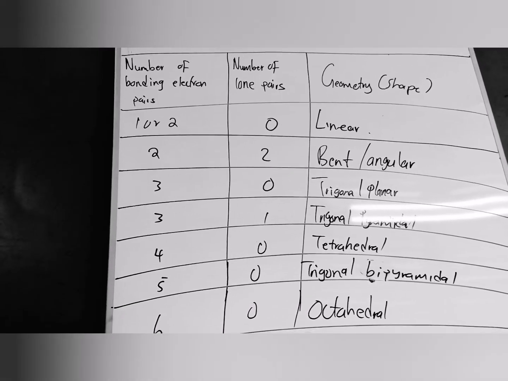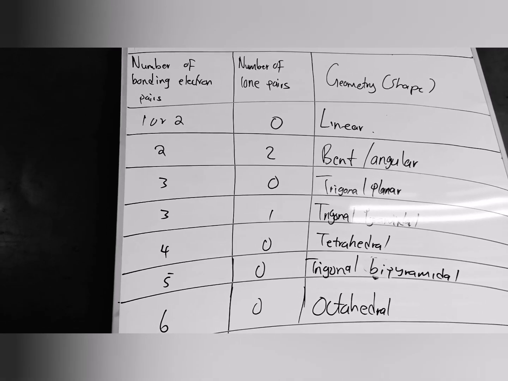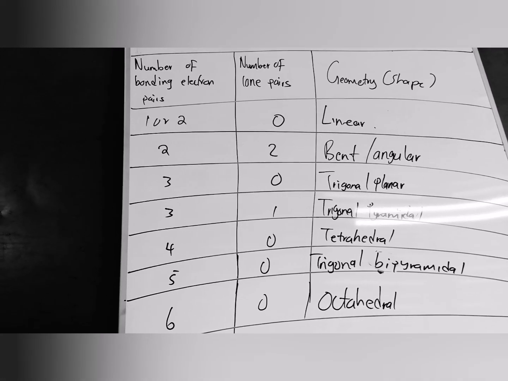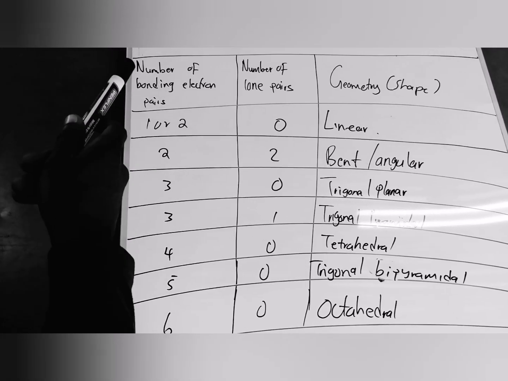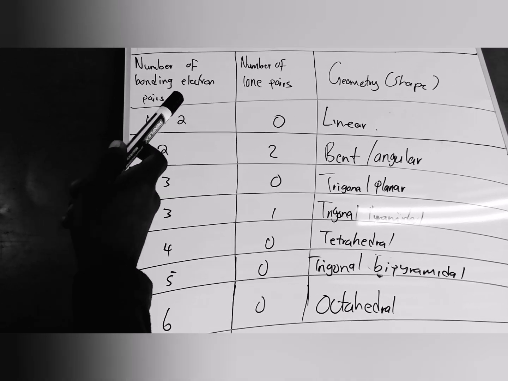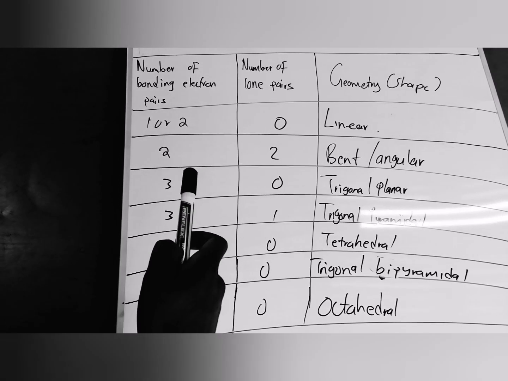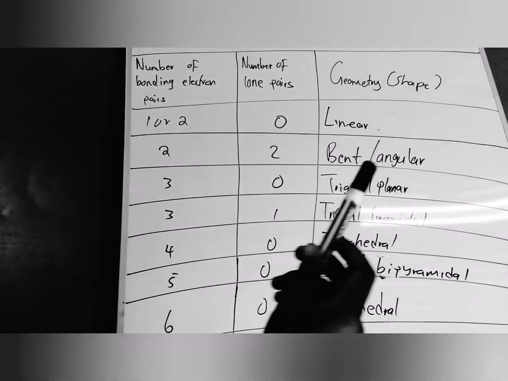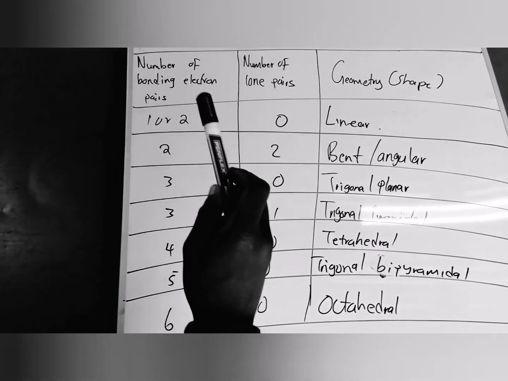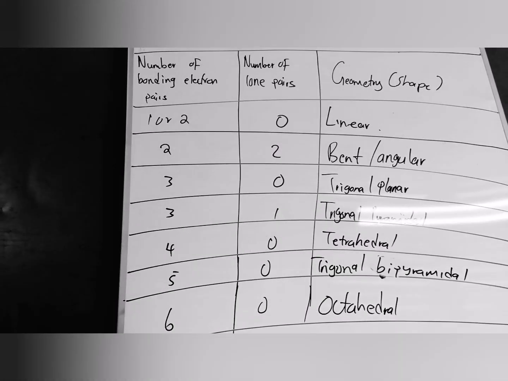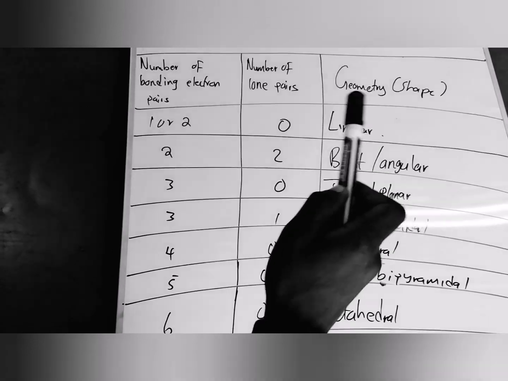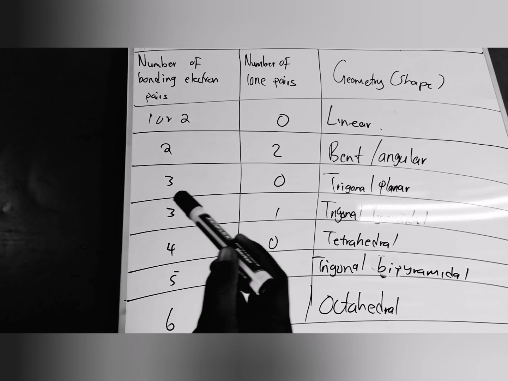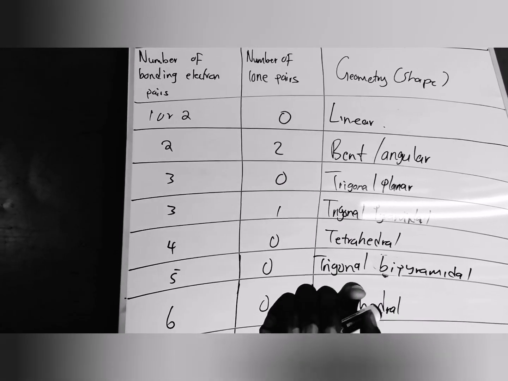So there's a table that you must know. We have the number of bonding electron pairs, the number of lone pairs, and the shape, which is the geometry. So it is very important that you know the number of electron pairs, how you determine them, and the number of lone pairs, as we did in the previous lesson. So for you to have the geometry or the shape, you need to know the number of bonding pairs and the number of lone pairs.